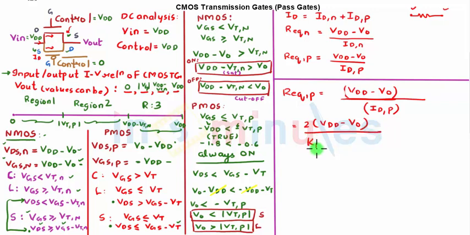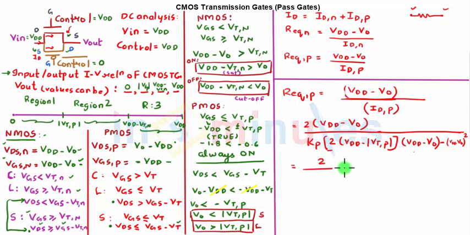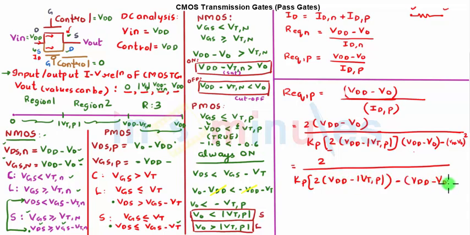Kp by 2, the 2 I have taken up, so this is Kp down into twice (VDD minus VTP), (VDD minus V out) minus, here only (VDD minus V out) the whole square. So if you simplify this further by taking VDD minus V out common, it will be nothing but 2 upon Kp into twice VDD minus mod VTP minus (VDD minus V out). Very simple, not to get intimidated by long terms. So I got R equivalent P, I got R equivalent N. Now I have to just connect in parallel to find the equivalent, and that we will see later.